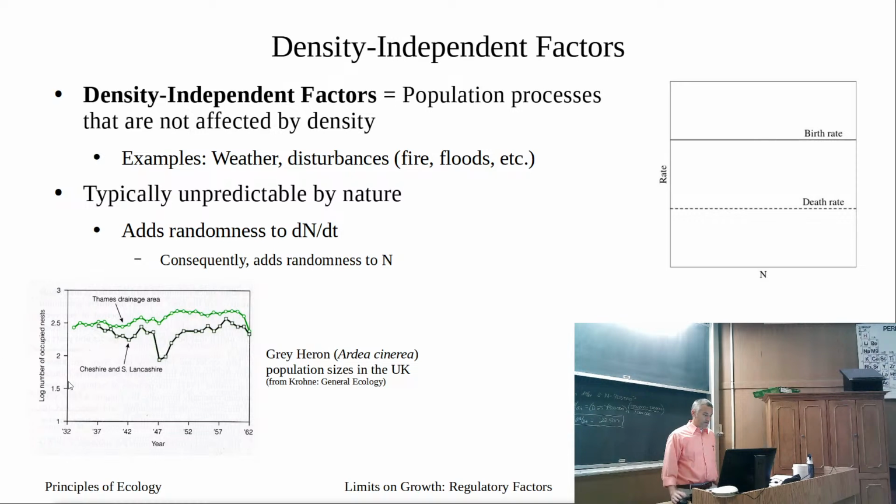Here's an example. We've got a log number of occupied nests for a gray heron. This came from our textbook, just to show how randomness can produce large drops in our population. In some cases, good weather is going to cause population booms. That's all unpredictable. That adds noise to our population size graphs.